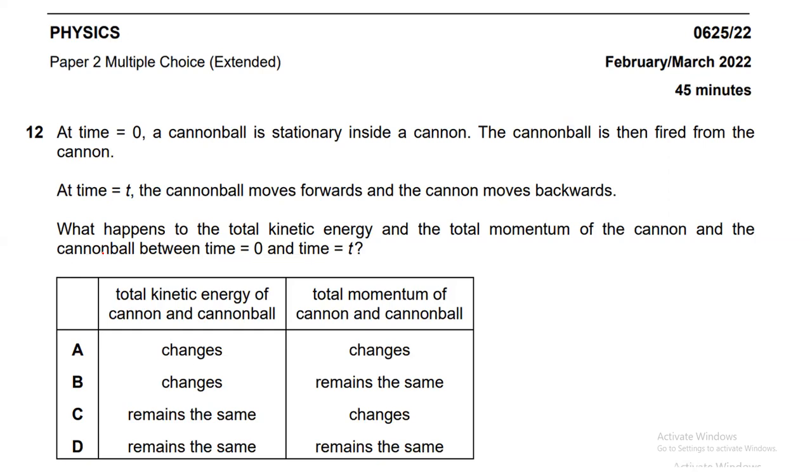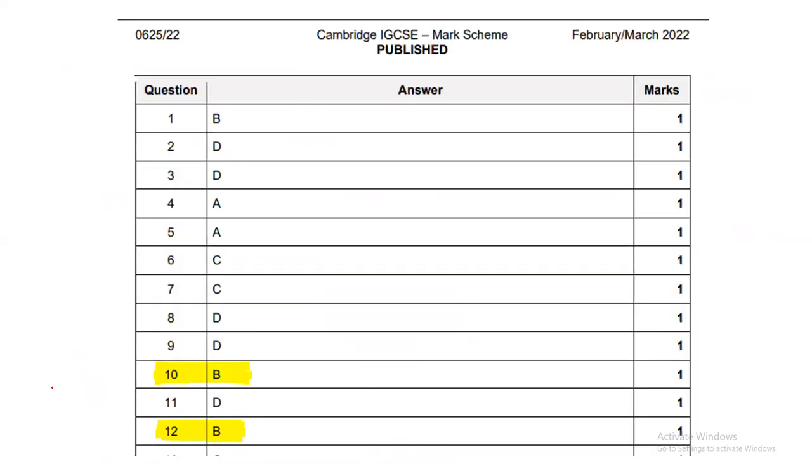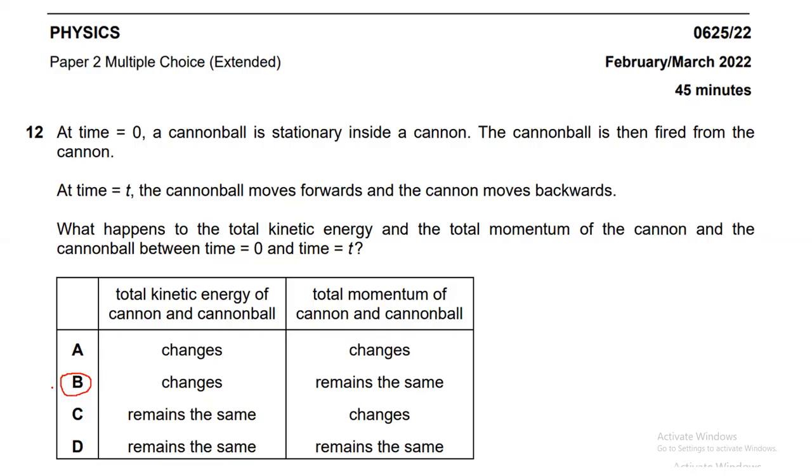So that means the total momentum has not changed, but the total kinetic energy of the cannon and cannonball has changed. So I think the kinetic energy will change, and the total momentum will not change. So I think B is the right option, sir. That the kinetic energy will change and the momentum remains the same, and that is 0. Okay, so question number 12, B is the answer, sir. You can see on the marking scheme, B is the answer. This is the question, and B is the option.